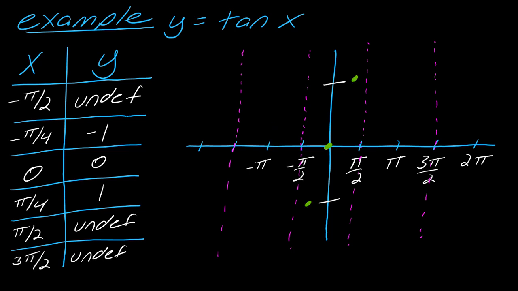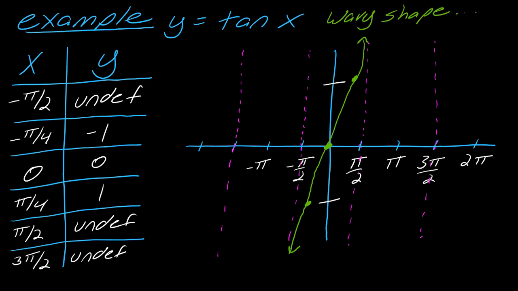Okay, so now you can see I've marked the 3 other points that we found, negative 1, 0, and 1. And I'll just show you now. If I connect them, it's a little hard to make it look quite right, but this is the first part of tangent. It's got this wavy shape.